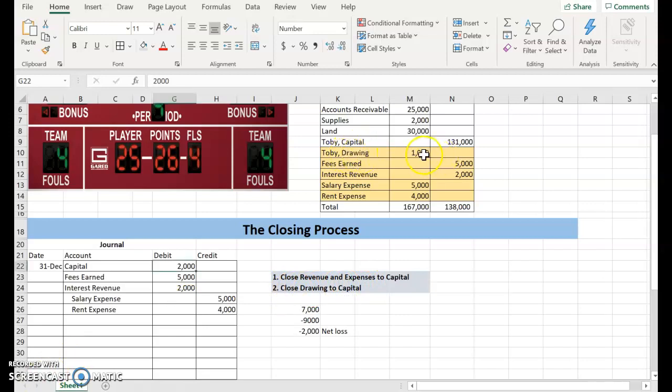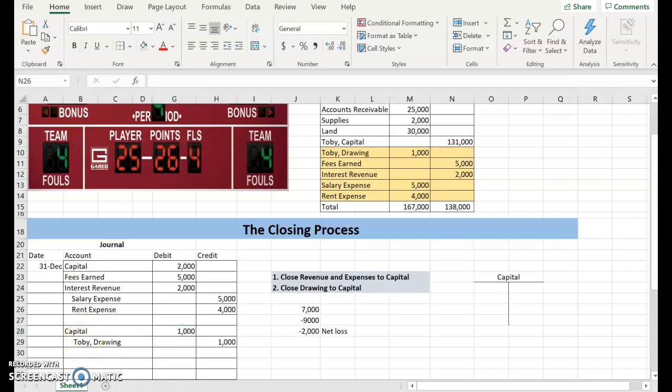Step number 2 says to close drawing to capital. So drawing has a normal debit balance, so it has $1,000 as a debit balance. So I need to credit drawing to get that balance down to zero. And I'm going to close that to capital, which is also going to reduce the amount of capital.